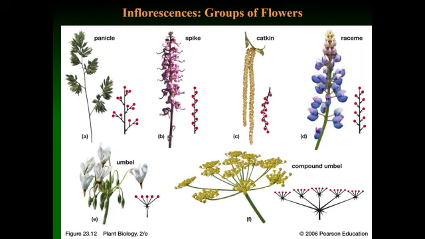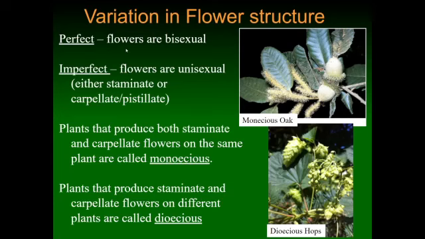Now notice, this doesn't have any petals. This doesn't have any petals either. Many plants produce flowers that do not have beautiful petals. So just because you don't see pretty flowers on something doesn't mean it's not a flowering plant. So here's an example of a raceme over here. Okay, so this is what I was starting to tell you.